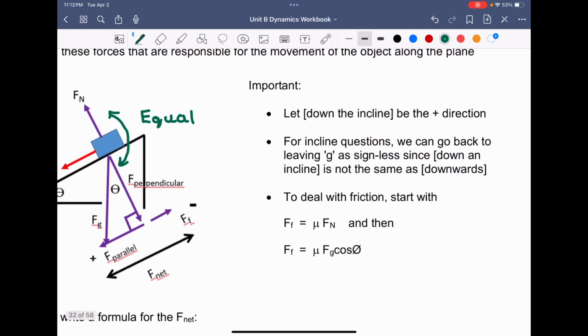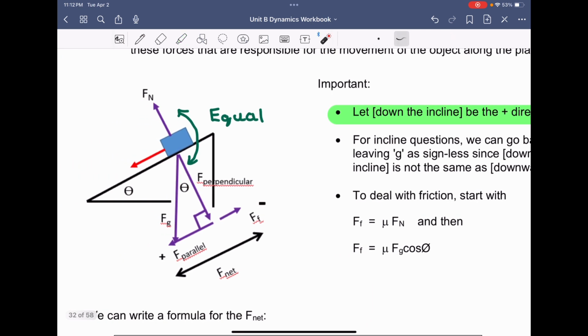Something else that is extremely critical for us as we move forward here is the following. Let down the incline be positive. And the reason we're going to consider this to be positive is because when we look at the diagrams of these incline, the box is moving down. And so if we're going to consider the movement going down, whatever the box is in terms of its directional movement, that's going to be positive.